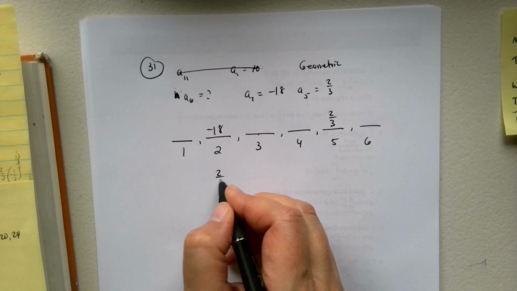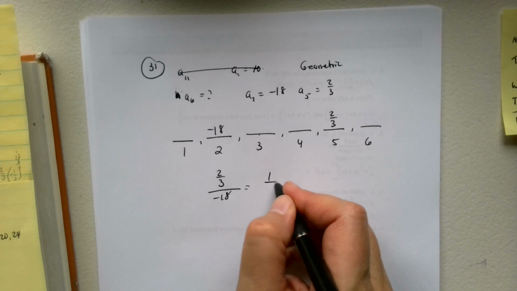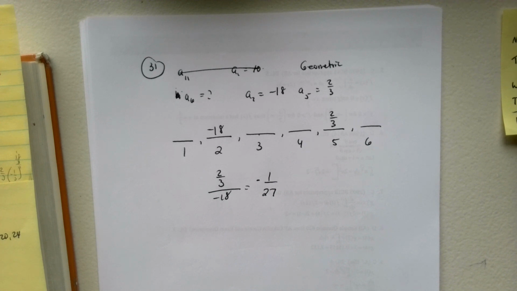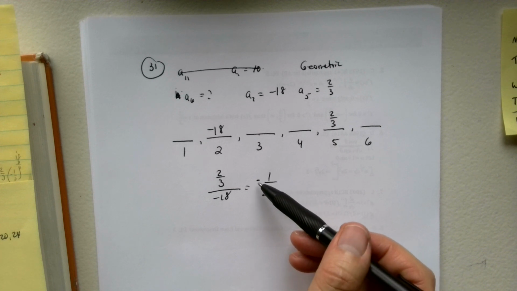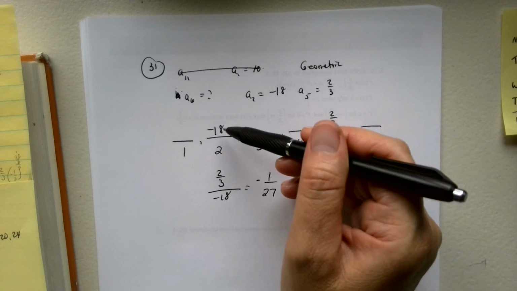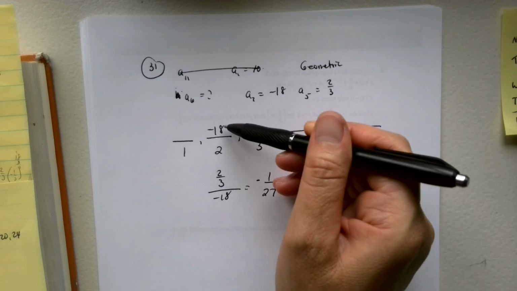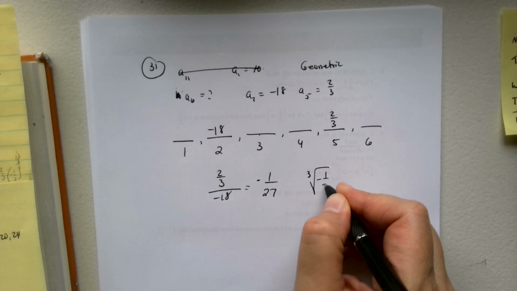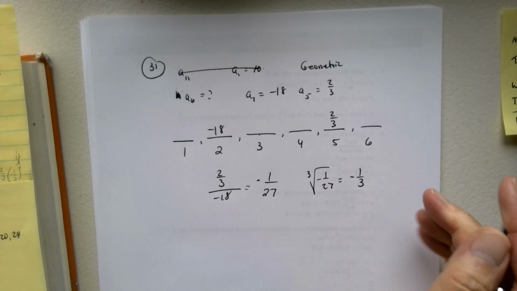So let's just take the 2/3 and divide it by negative 18. And when we do that, we're going to have 1 over 27, but it would be negative. So the ratio to get from here to here is negative 1 over 27. If you take negative 18 and multiply it by negative 1 over 27, you're going to get 2/3. But the same thing was multiplied here and here and here. So 3 times the same thing was multiplied. So let's take the cube root of negative 1 over 27, and that's going to give us negative 1/3.